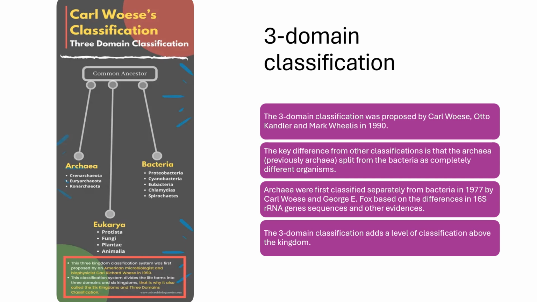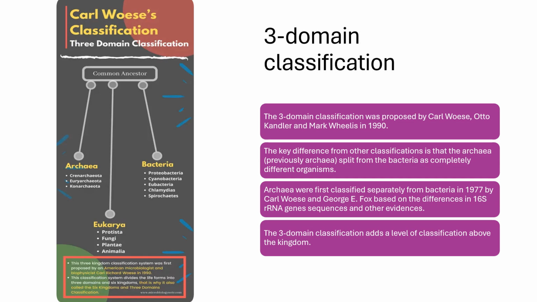Previously it was called Archaebacteria, not archaea. So they split up from bacteria as completely different organisms. They were not just categories of Monera. So Carl Woese could identify properties that allowed him to separate Archaebacteria from Eubacteria completely in two different domains or two different super kingdoms. So we're not just part of bacteria and two types of bacteria anymore.